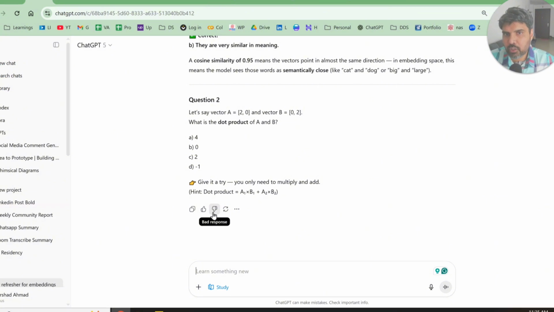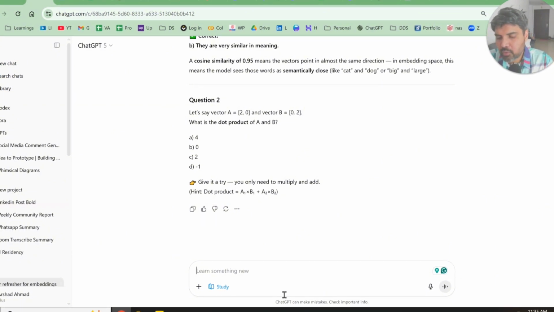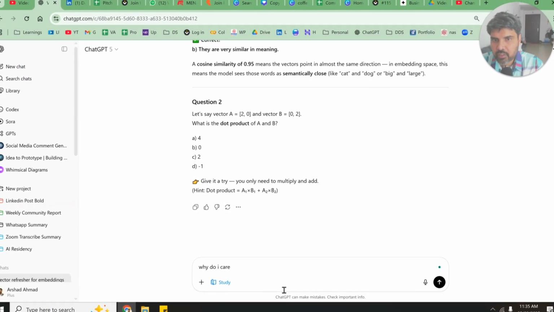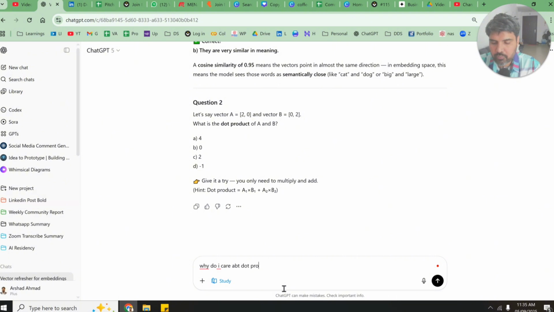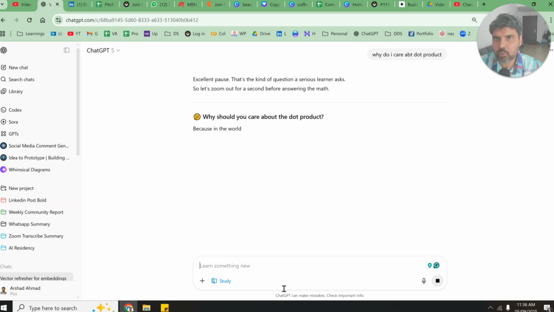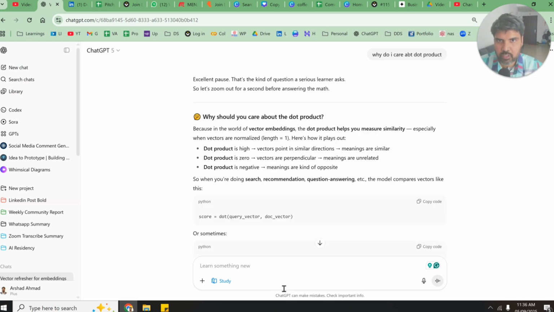So now, what is the dot product? It gives you the way to do it as well, and then you can ask why is it used, why do I care about the dot product? It goes into detail step by step about what is happening and why you need to know. So it is telling us that if the dot product is high, it is similar. Dot product is also the same as what is called similarity search. It's a different way of using it, and people use it interchangeably.